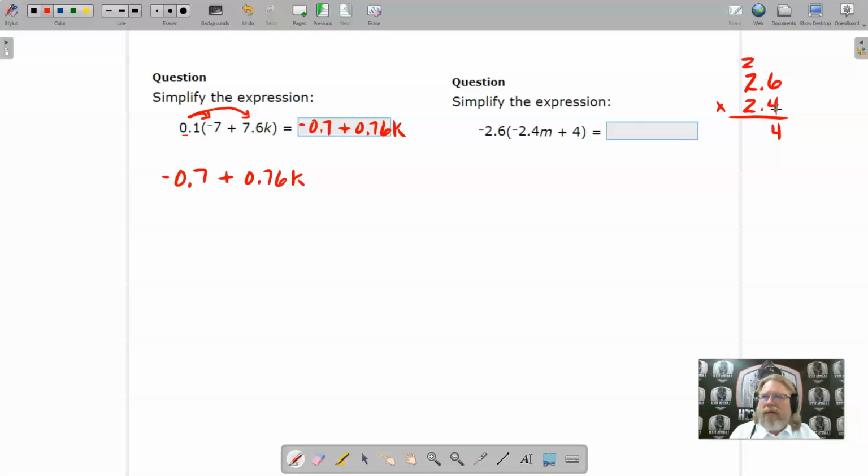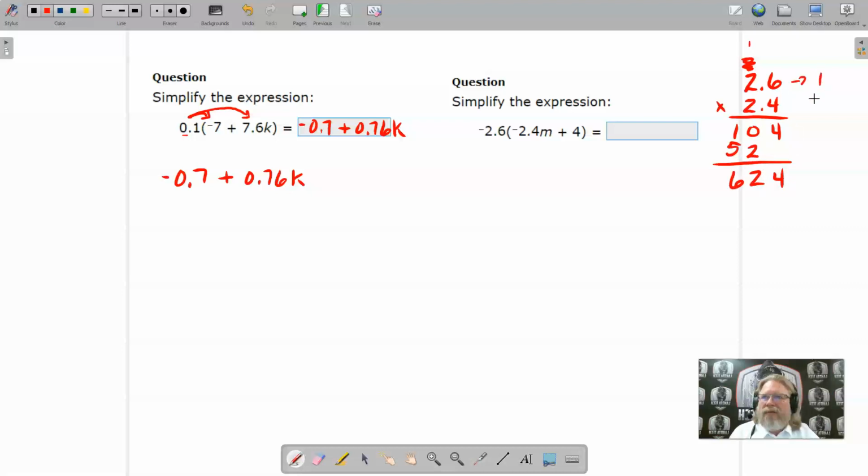We're going to carry the 2. 2 times 4 is 8, plus 2 more is 10. And then 2 times 6 is 12. And we're going to carry the 1. 2 times 2 is 4, plus 1 more is 5. And we end up with 4. 0 plus 2 is 2. 1 plus 5 is 6.